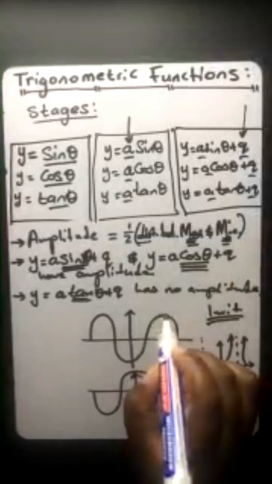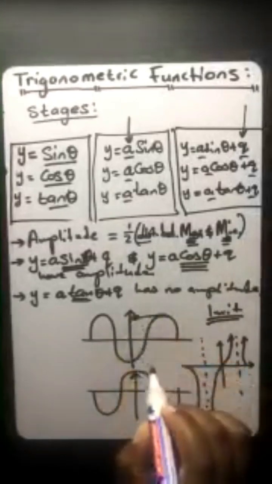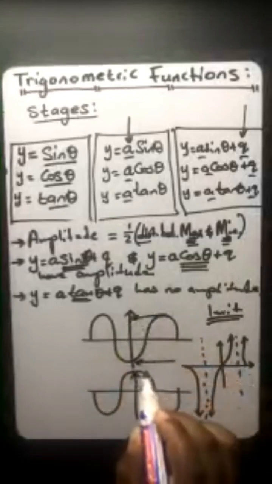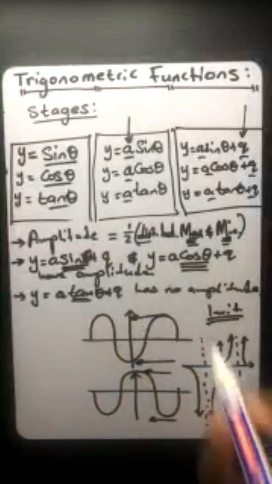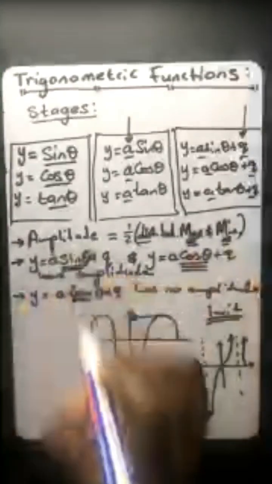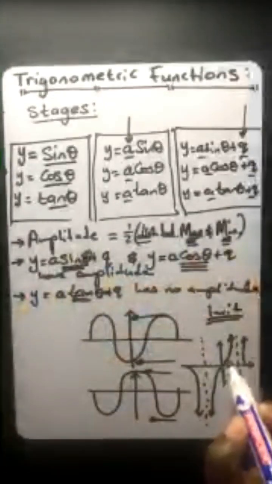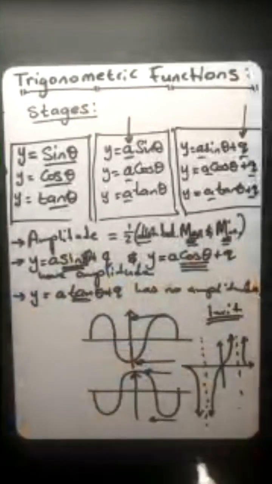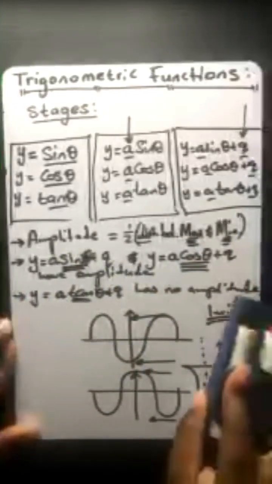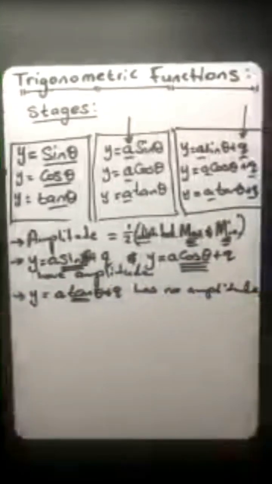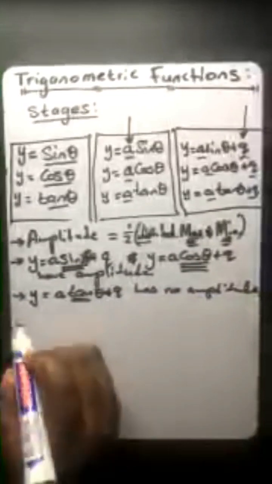But this one, can you see? It has a maximum value and a minimum value. With the maximum and minimum, that means you can calculate an amplitude. No maximum, no minimum, you cannot calculate an amplitude. I'm pretty sure that it makes some sense. So I'm going to now move on to the next part of the notes.